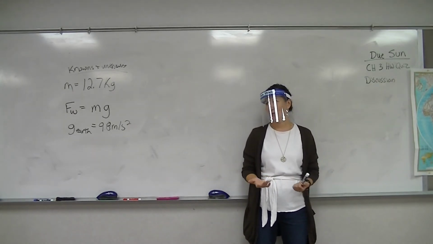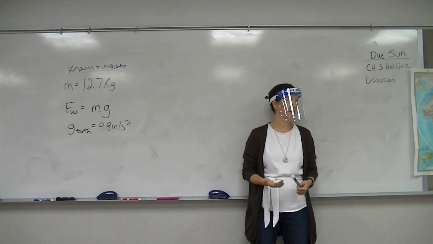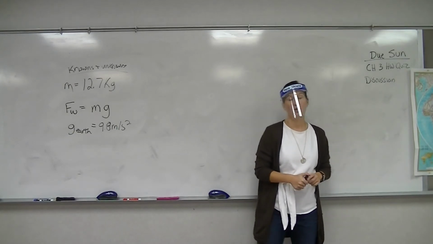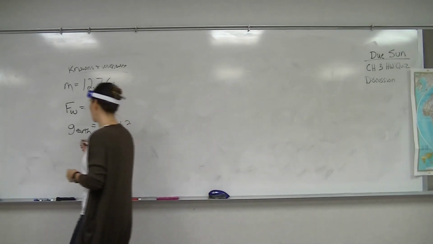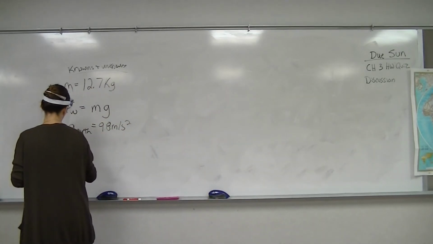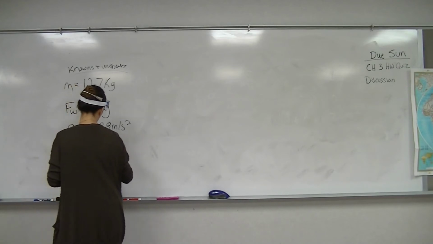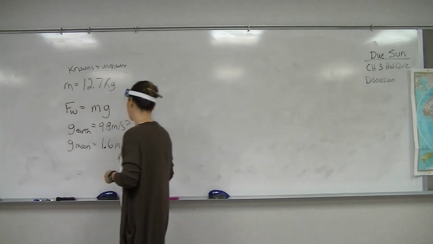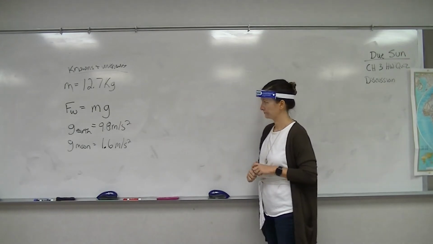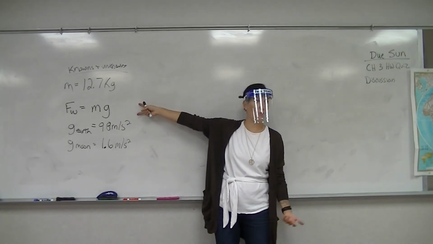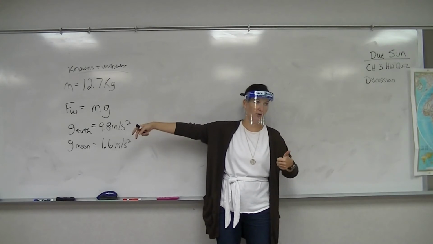So gravity changes when you go to the moon. It's less. How much less? It's actually 1/6 of that on Earth. So when we go to the moon, the gravity is going to change from 9.8 to 1.6. So notice we have two gravities, so we're going to be solving for the weight force 2 times. Once for Earth, once for the moon.